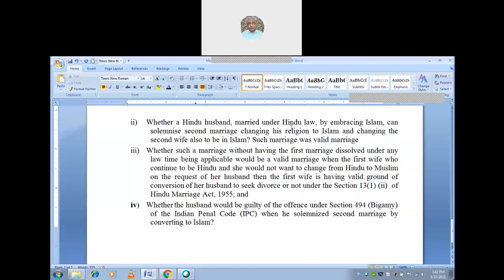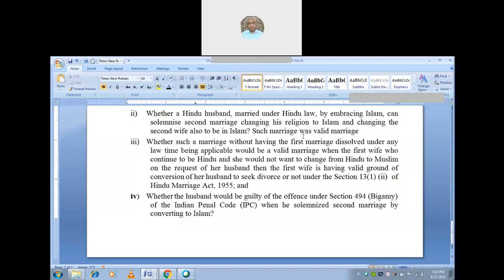So here, when the second issue is concerned, you have to argue that it is bigamy, 494. Number one, the second marriage is a void marriage. The reason is that the first wife is alive. So that's why we can argue in that way when you are arguing on behalf of the petitioner or the appellant.